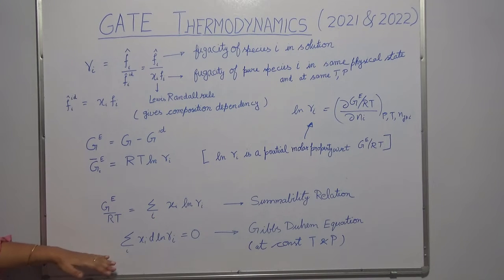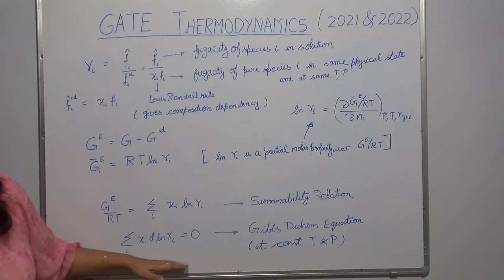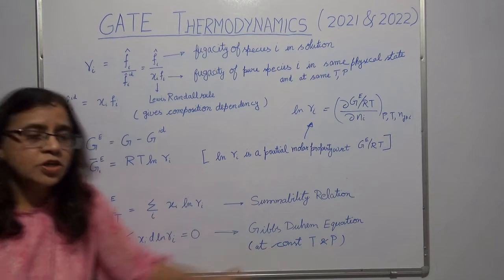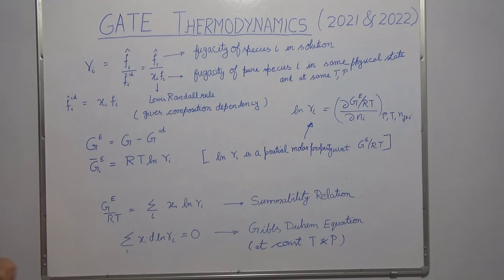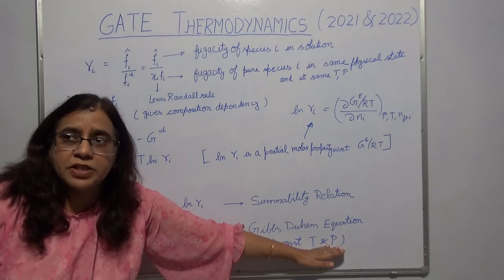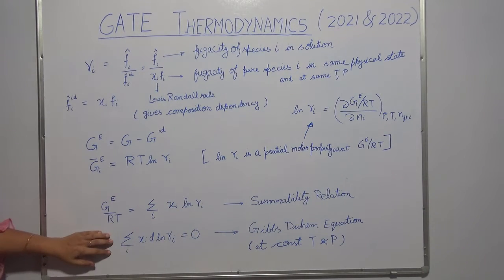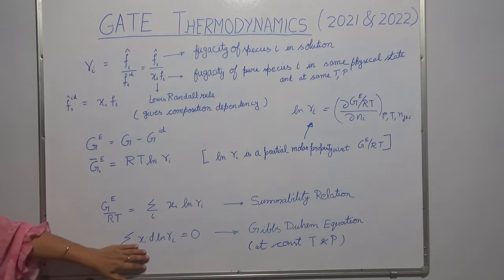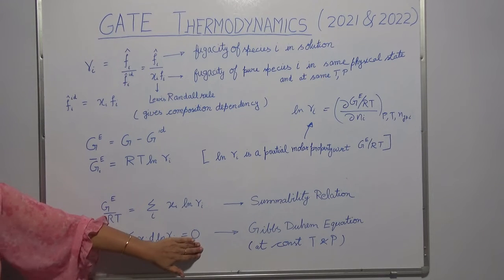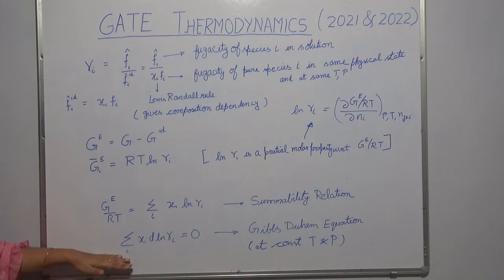Another relation which you can derive is the Gibbs-Duhem equation. It's a well-known equation. Here I am writing this equation at constant temperature and pressure, so the pressure and temperature terms, which are in differential form, will vanish, and I end up with this equation, which is the summation over i of xi d ln gamma i equal to 0. This basically comes from your Gibbs-Duhem equation.